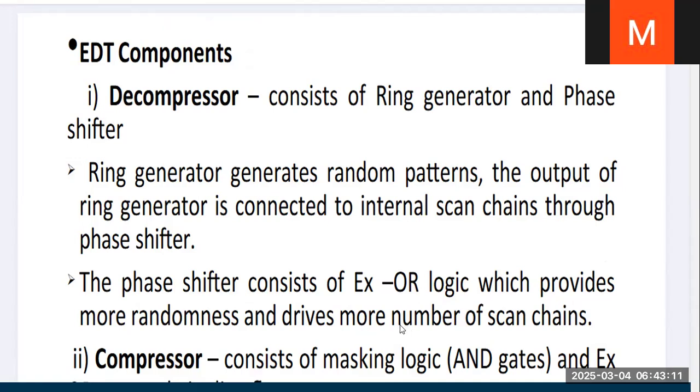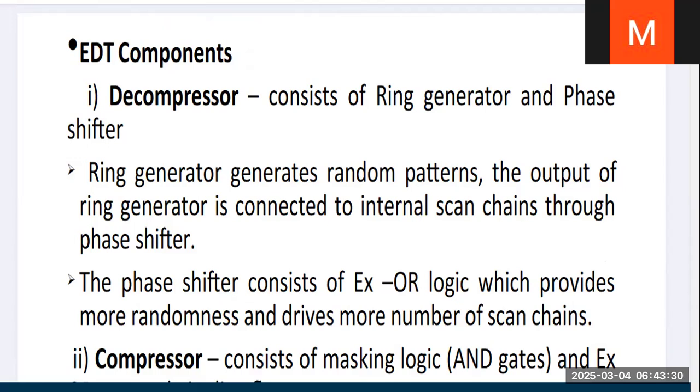I told you that the ring generated patterns have a linear relationship. To avoid that, we should have a phase shifter. It will randomize the pattern, so the linear relationship gets cancelled.